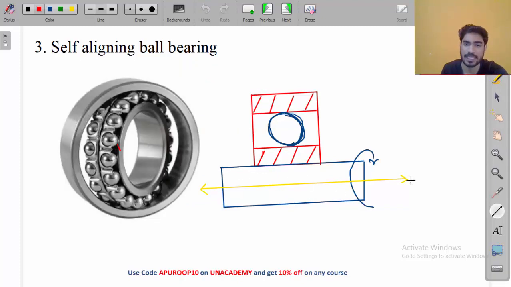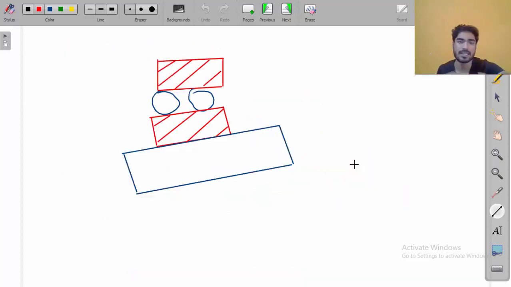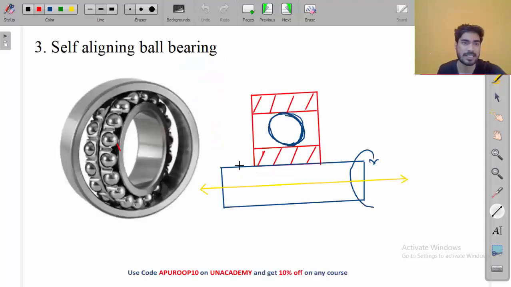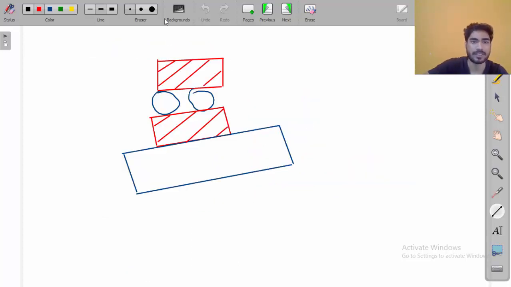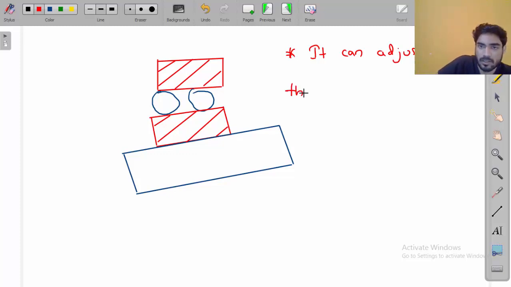Here it is perfectly aligned. Here the shaft is perfectly aligned with the bearing, and here the shaft is inclined, so the inner race is also inclined, my friend. So this is a self-aligning ball bearing. It can adjust to the misalignment.